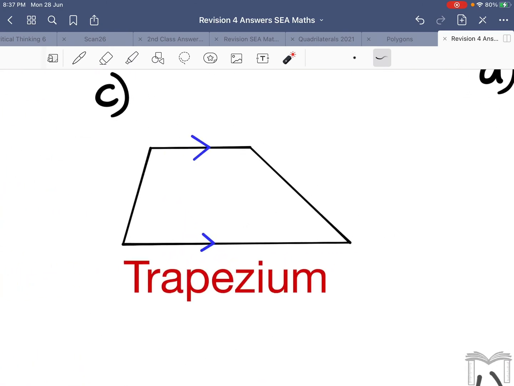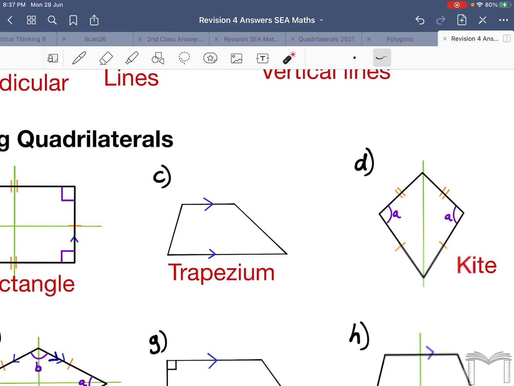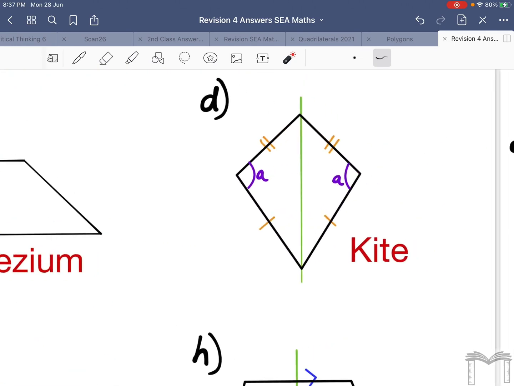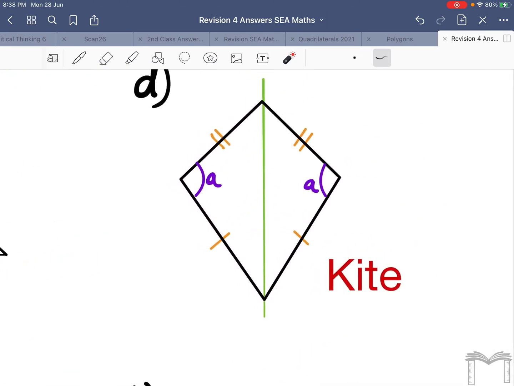C. A trapezium is defined as a quadrilateral that has 1 pair of parallel sides. The trapezium comes in 3 different designs, or 3 different types. So that is 1. In this one we can see there are no lines of symmetry, no equal angles, and no right angles. D, a kite. 1 line of symmetry, 1 pair of opposite angles being equal, adjacent sides are equal.